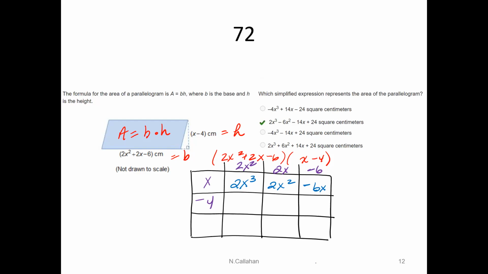Okay, so when you guys fill this part out, you should have a negative 8x squared. 2x times negative 4 is a negative 8x. Negative 6 times negative 4 is a positive 24.